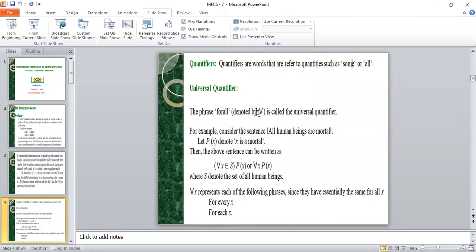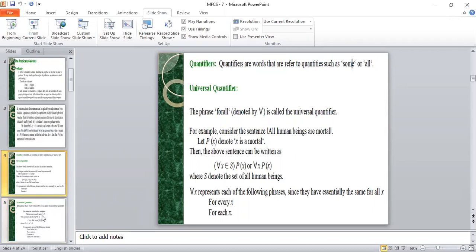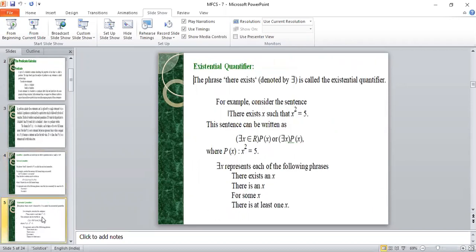Reverse the symbol. Okay, next, the second one: the existential quantifier. The phrase 'there exists', denoted by ∃, is called the existential quantifier.